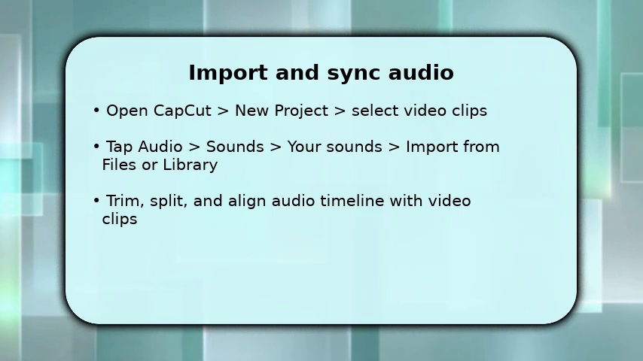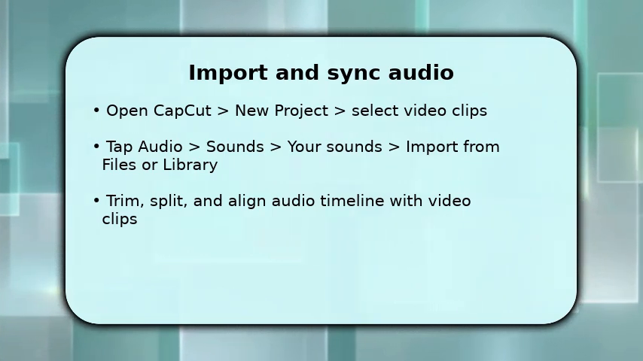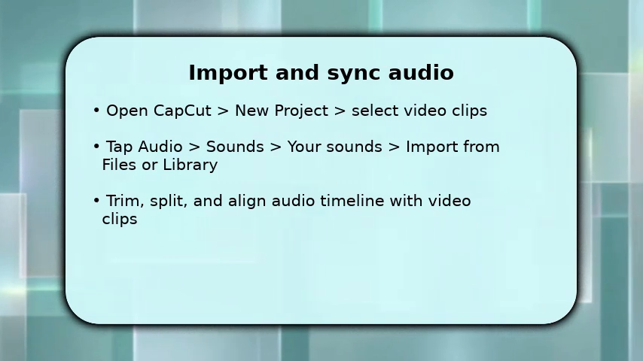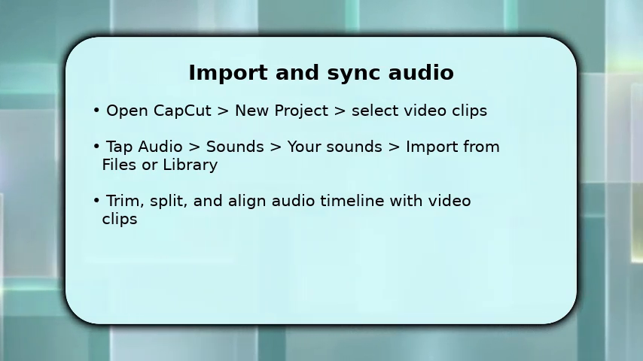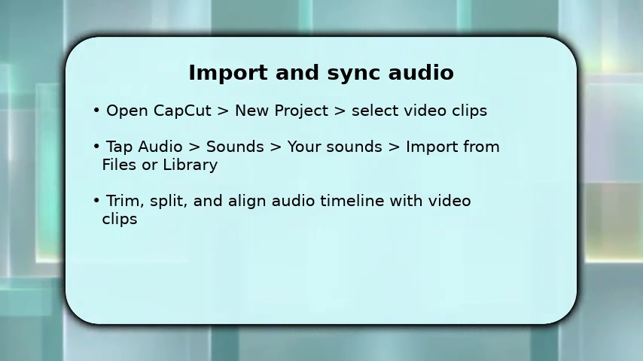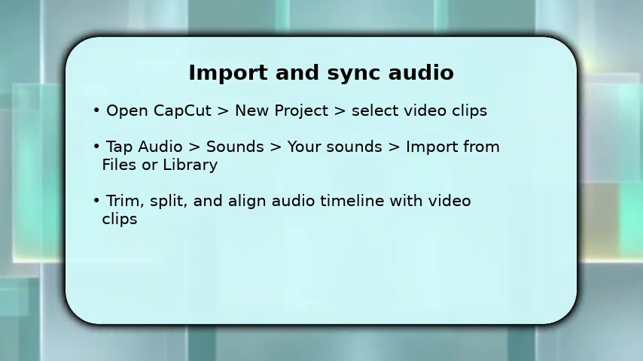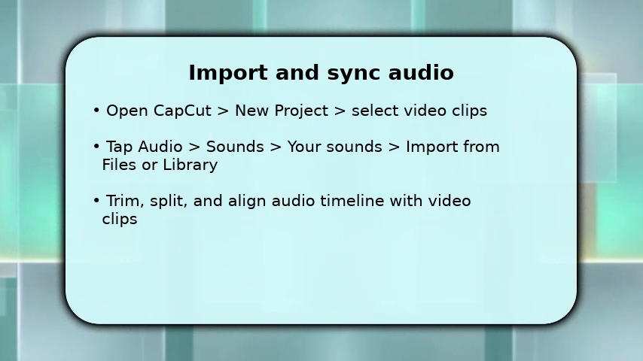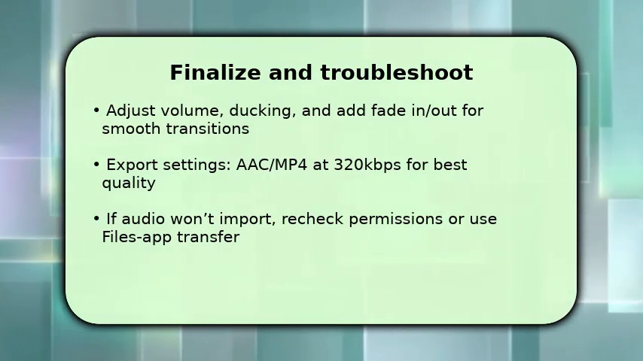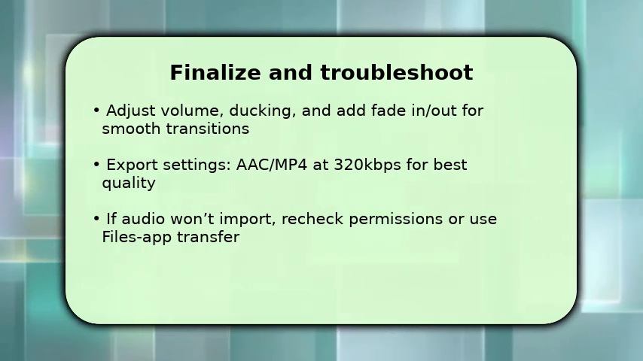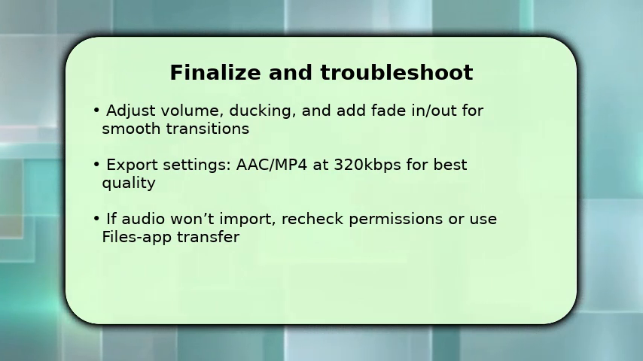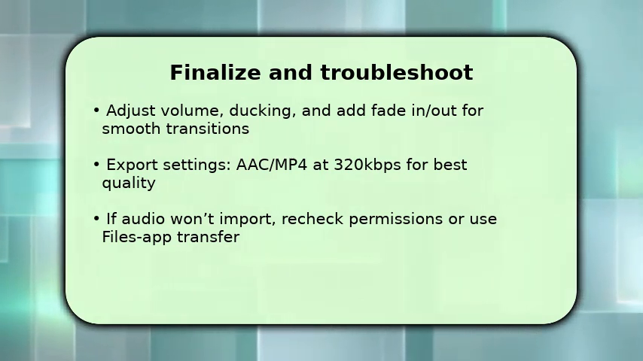After importing, drag the audio onto the timeline, use trim and split to match key beats, and nudge clips frame by frame. Also use the waveform zoom to align chorus hits with visual cuts so your edits feel intentional and rhythmic. To finish, balance audio levels, lower background, enable ducking for dialogue, and add short fade-ins and outs to prevent pops. Once satisfied, export with AAC audio in MP4 container at 320 kbps for clean sound.